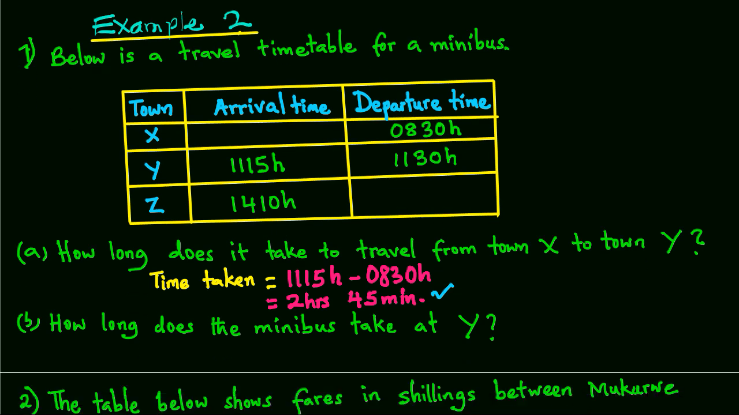How long does it take at Y? So again, time taken will be equal to the departure time minus the arrival time, that is the time that it departs from Y minus the time it arrived at Y. So that is 11:30 hours minus 11:15 hours. So this gives us 15 minutes.